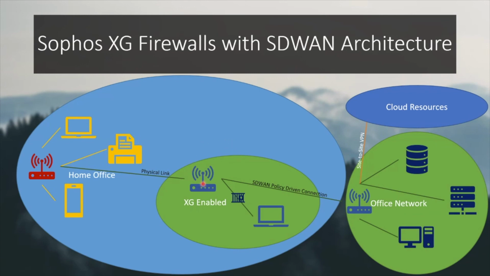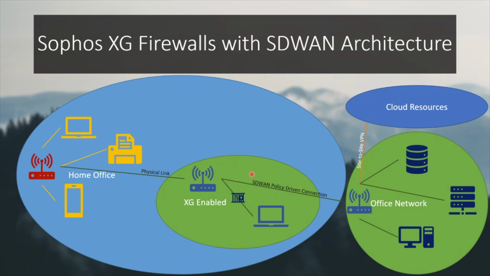And of course, you can then have the SD-WAN policy-driven connection pass traffic to Azure through your XG firewall at the home to your office network and then up into Azure. Alternatively, you can configure policies from Central Firewall Manager, CFM, to directly enable these XG firewalls to connect directly to your cloud resources. Let's say you don't want to do SD-WAN.